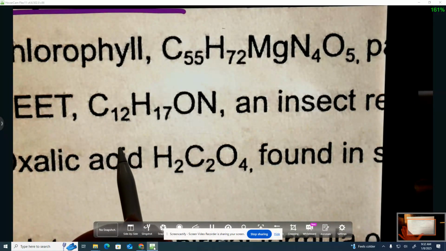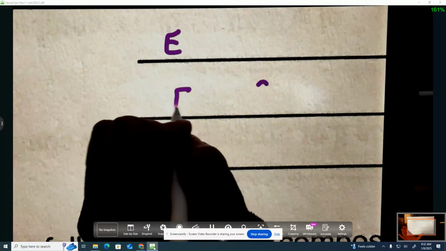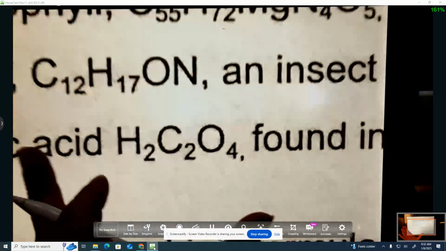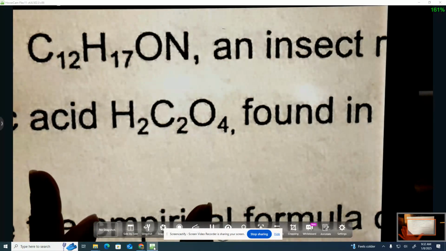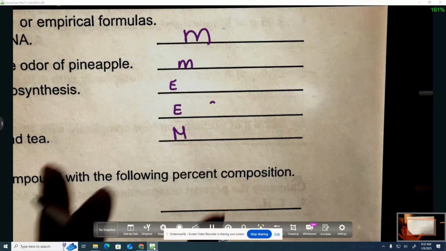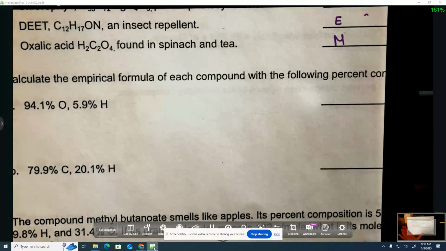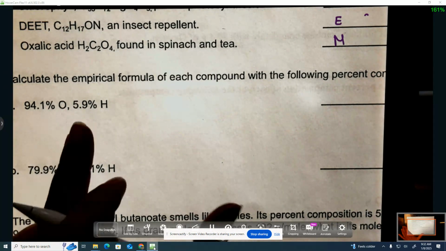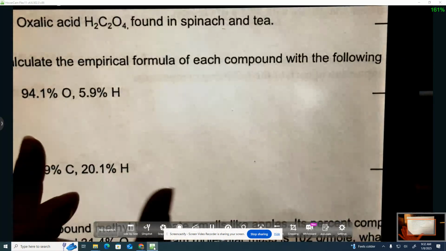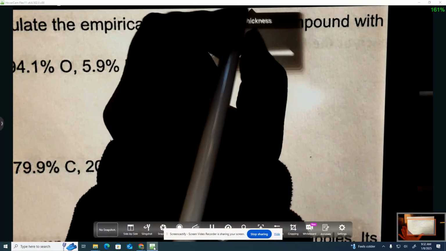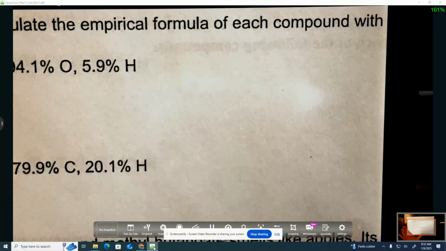C12H17ON. Empirical. Easy peasy. And then finally H2C2O4, which is oxalic acid. That's molecular. Okay. Then it says calculate the empirical formula for each compound with the following percent composition. I think I'm going to need a skinnier pen.